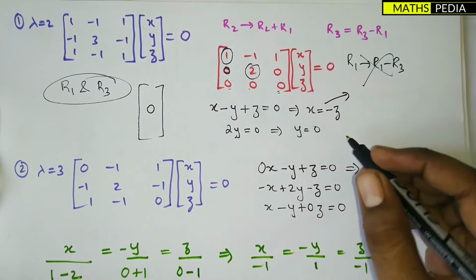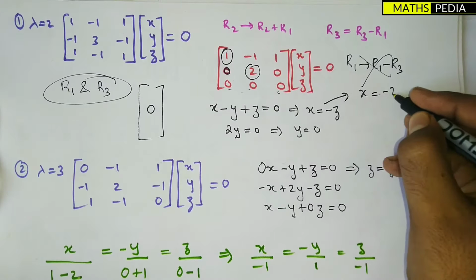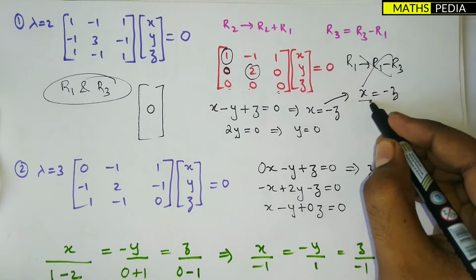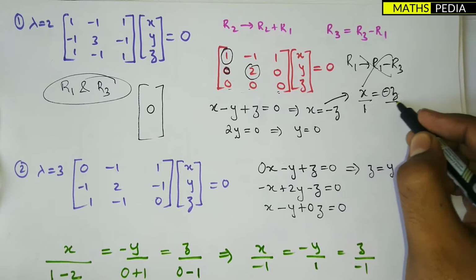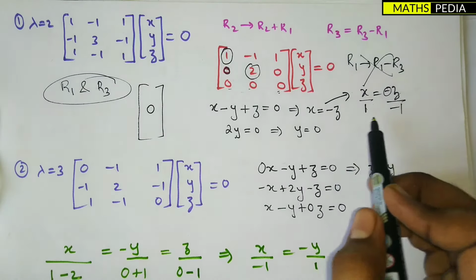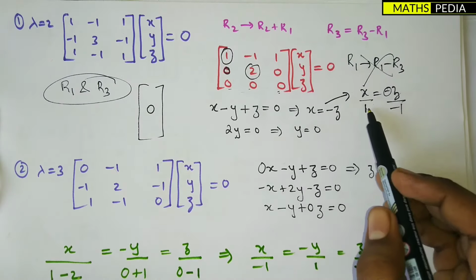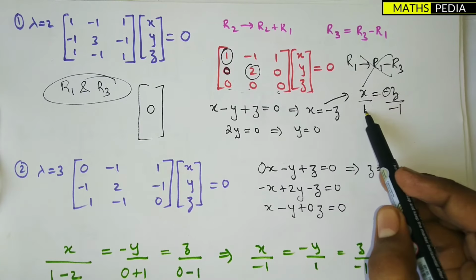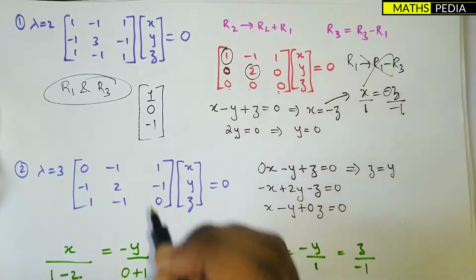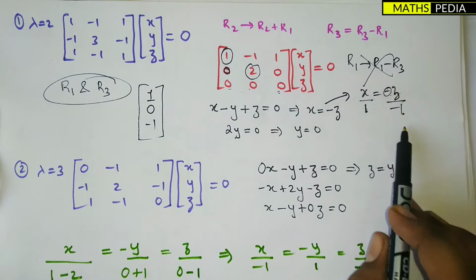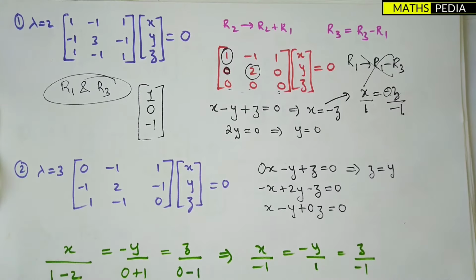As I have said in the 2 cross 2 also, whenever you get x equal to minus z or something like this, what you have to do: here it is 1 and here minus 1 is there, you take it as denominator. Whatever is below the variable: x below is 1, so it will be 1, z below is minus 1, over. You have to make it unity, that's why I have taken minus 1 as denominator. Okay, simple logic we are applying.